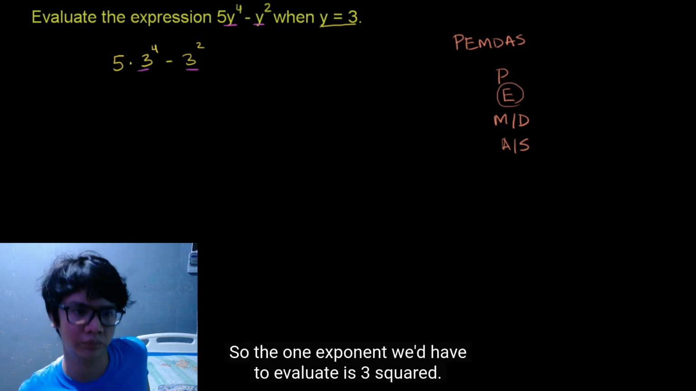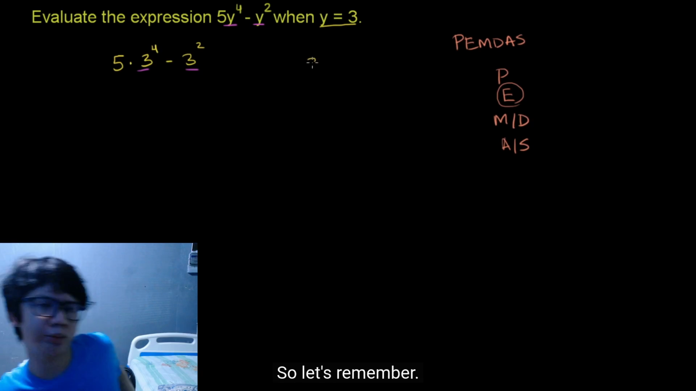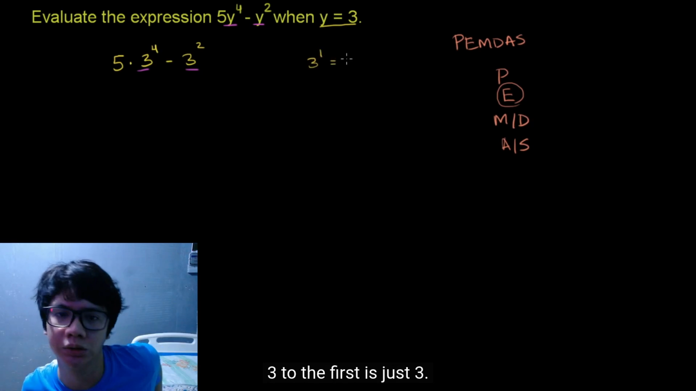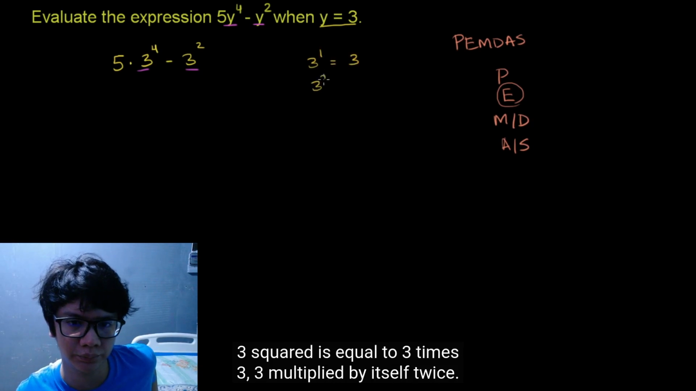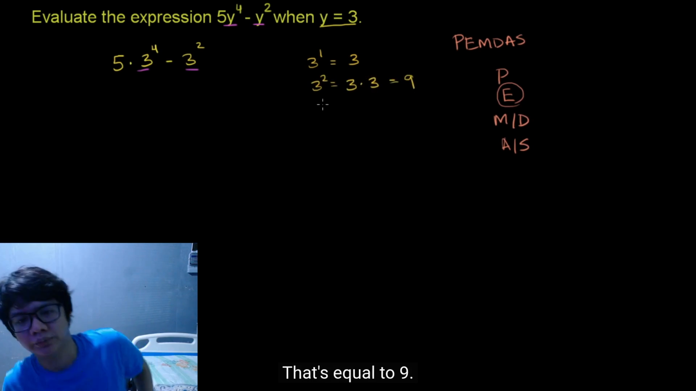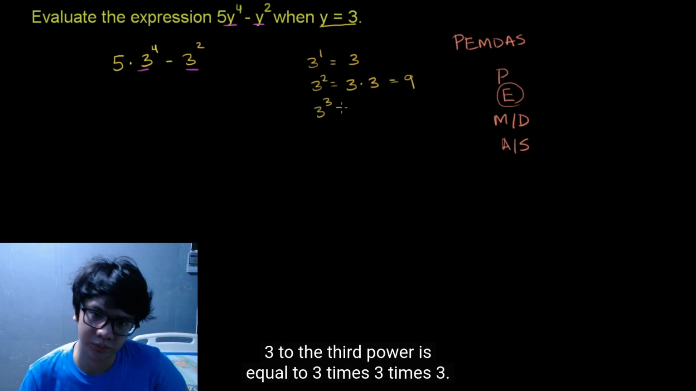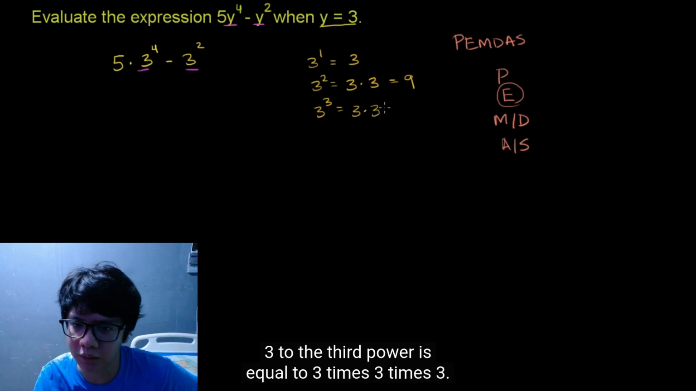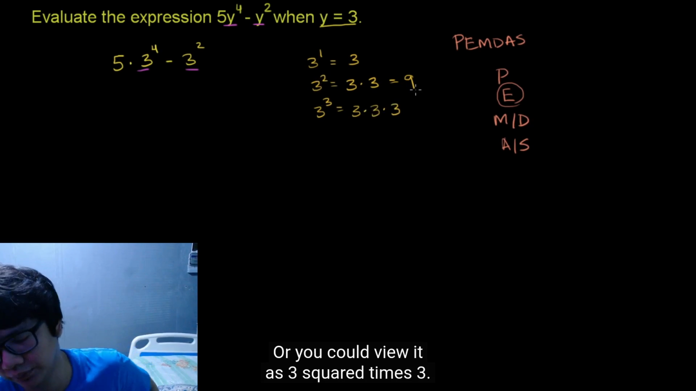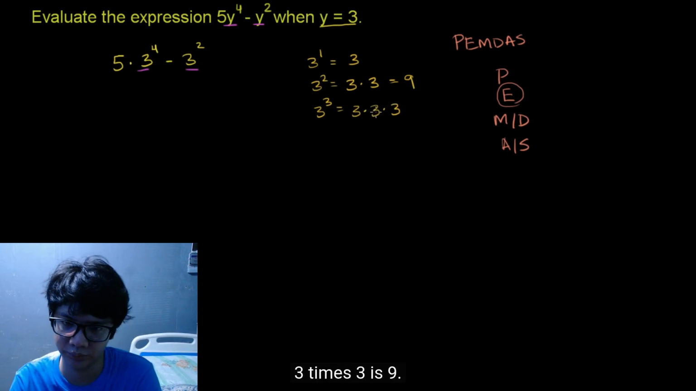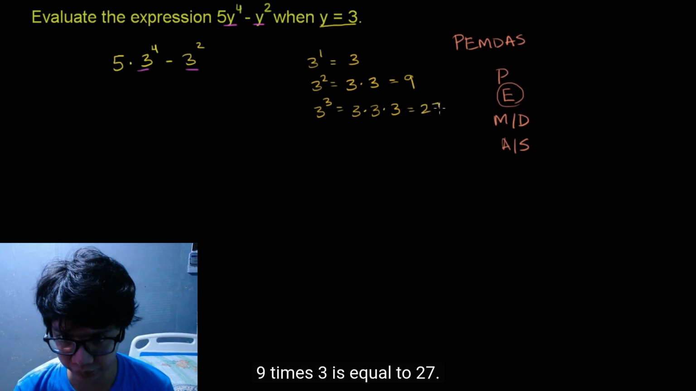So the exponents we'd have to evaluate start with 3 to the first, which is just 3, 3 times itself once. 3 squared is equal to 3 times 3, which is equal to 9. 3 to the third power is equal to 3 times 3 times 3, or 3 squared times 3. So 3 times 3 is 9, and 9 times 3 is equal to 27.